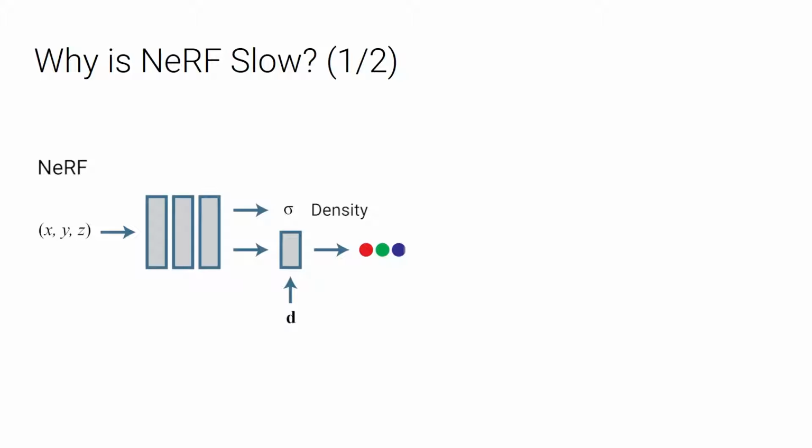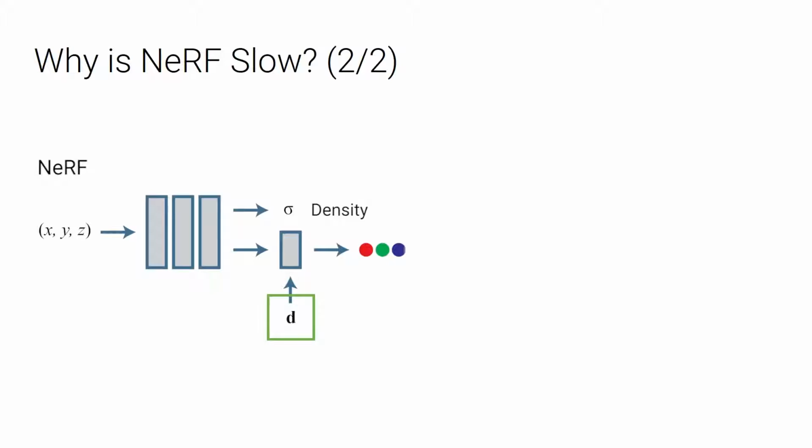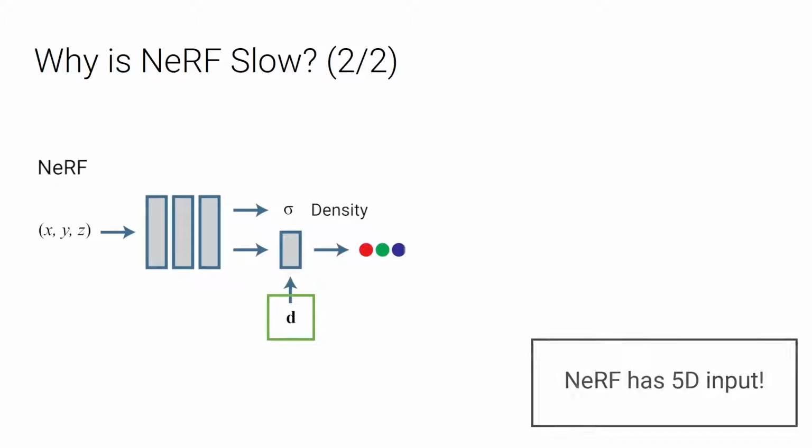Ultimately, the rendering is so expensive because we need to call the neural network for every sample, and there are hundreds of samples for each pixel, and many pixels in each image. Multiplying these, we get hundreds of millions of network calls to render one image. Of course, evaluating a neural network is already slow. Furthermore, recall that NeRF takes a position as well as a viewing direction as input, so 5 dimensions in total. This would make direct caching difficult.